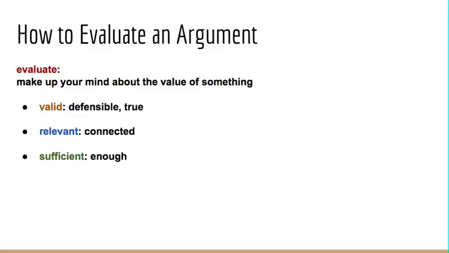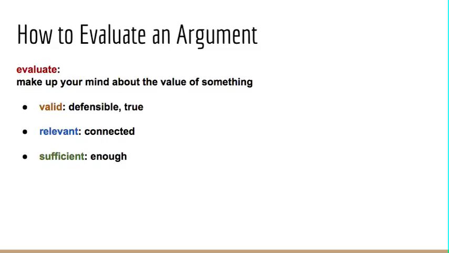So, after you break the pieces of an argument apart, it is your job to evaluate whether or not they are strong. We do this in three different ways of looking at things. The first is we try to decide if the argument is valid. Is it defensible? Do the points seem true? So, if I were to argue to you that the sky is purple, it would not be a valid argument because you know that that is just not true.